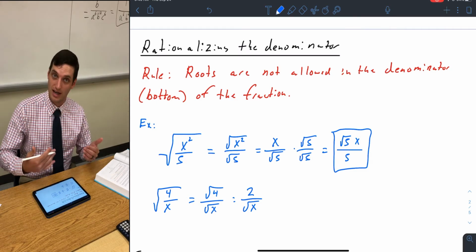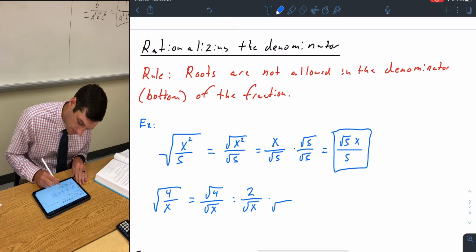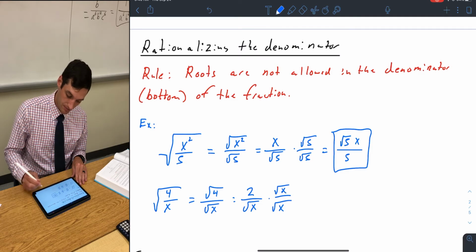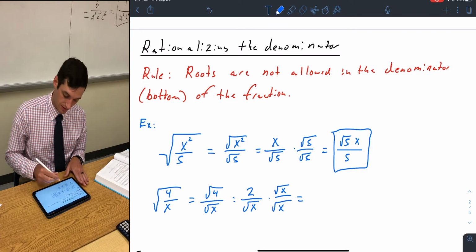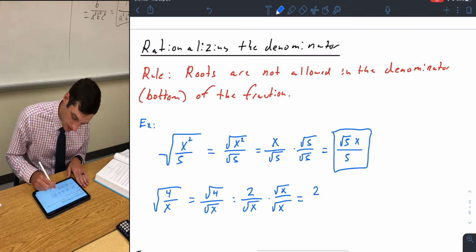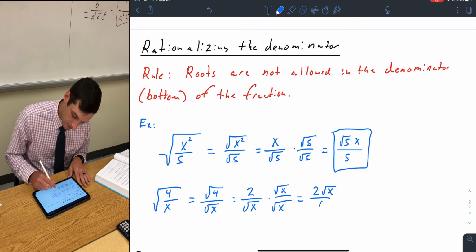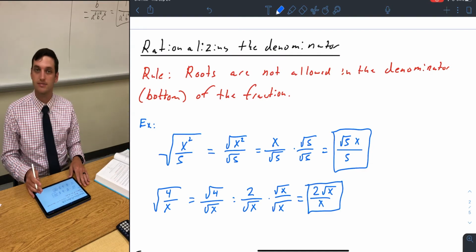So we have to rationalize the denominator. Well, how do we do that? We multiply by the bottom, but the top has to also be the same. So square root of x times square root of x. Now on the top we get 2 times the square root of x, because we're just multiplying straight across. And on the bottom we get, well, x. And that is perfectly appropriate.